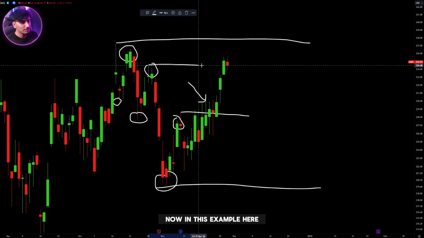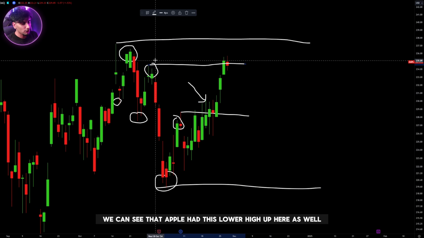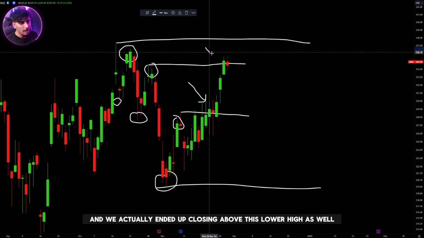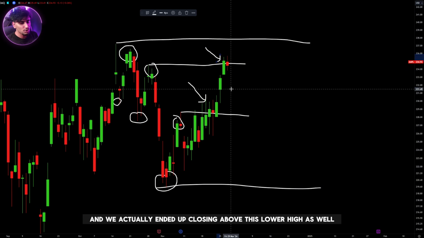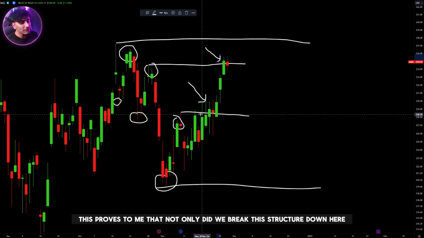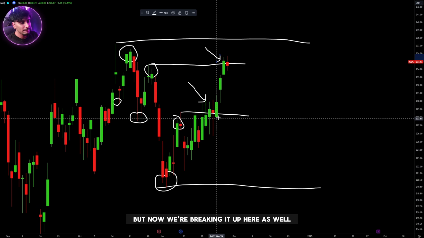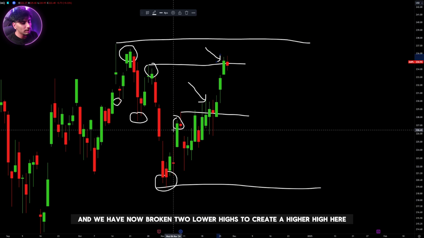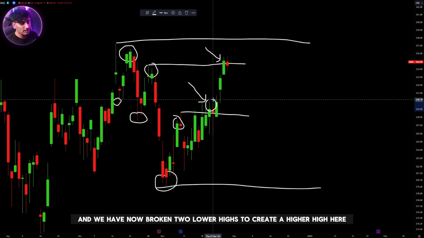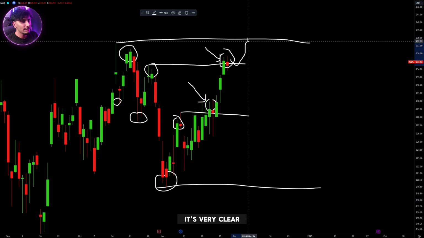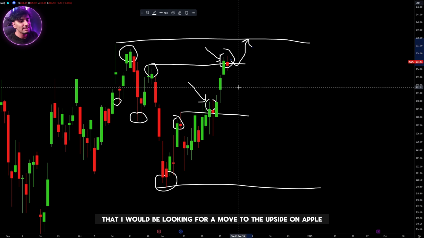Now, in this example here, we can see that Apple had this lower high up here as well, and we actually ended up closing above this lower high as well. Now, what does this prove to me? This proves to me that not only did we break this structure down here, but now we're breaking it up here as well, and we have now broken two lower highs to create a higher high here and also a higher high up here. Therefore, for me, it's very clear that I would be looking for a move to the upside on Apple on the daily time frame.